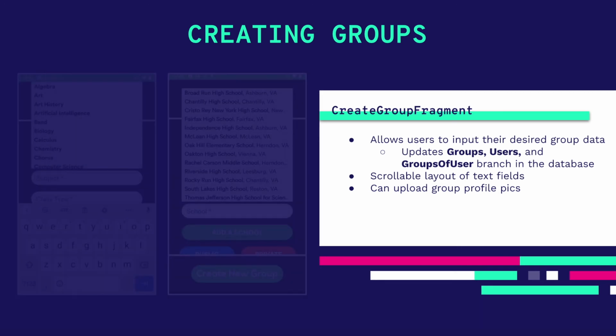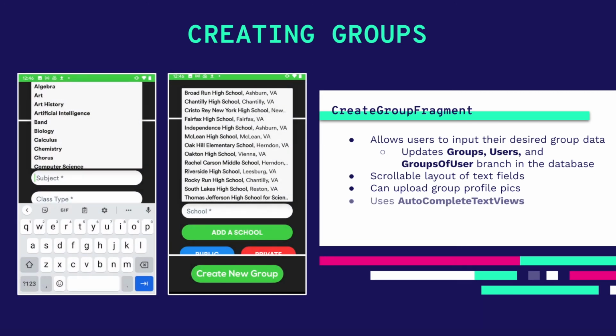It also uses Auto-Complete Text Views, an Android UI element that offers a drop-down list of suggestions to enter in a text field. It also autofills a text field for you. This is used to show a list of possible subjects, class types, and schools for your group.